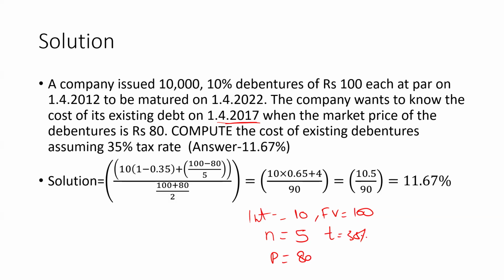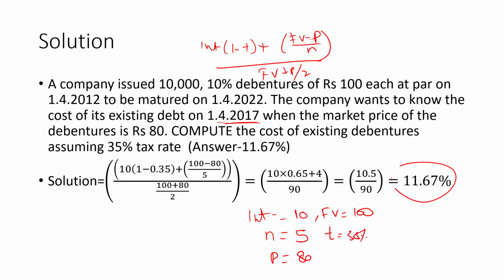The market price of the debenture is 80 rupees and the tax rate is 35%. Again, use the same formula. What is the cost of redeemable debenture when the tax is calculated on interest? You know the formula: interest into 1 minus tax plus face value minus price by N, whole divided by face value plus price by 2. If you use that formula and calculate it, the cost of existing debenture comes around 11.67%. Clear everyone? Simple calculation.